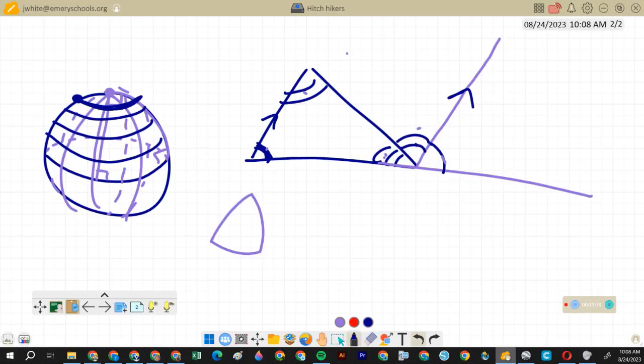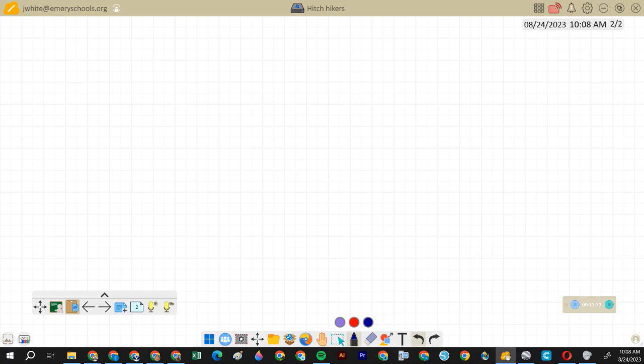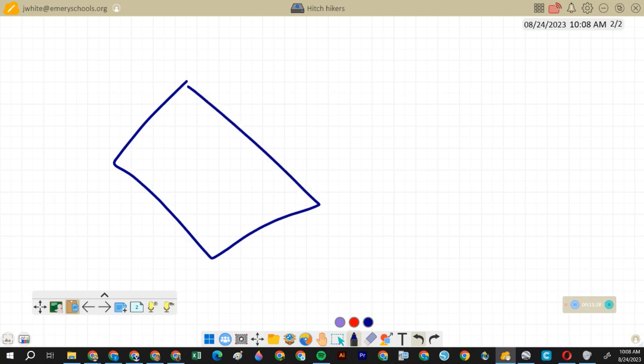I'm actually not done yet. So, if a triangle has an angle sum of 180, what is the angle sum of a 4-sided shape? Why is it 360? We know that a square has 4 right angles and a rectangle has 4 right angles, and that adds up to 360. But this is not a rectangle. How do I know it adds up to 360?